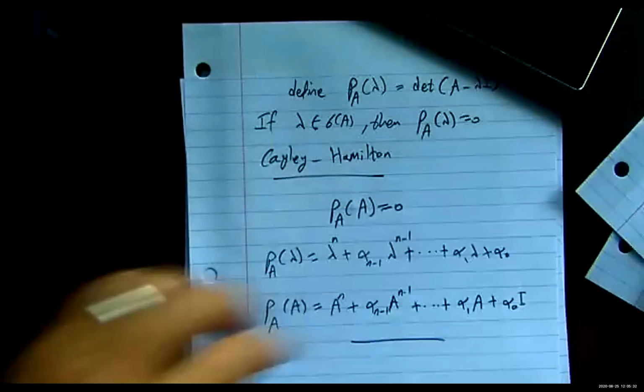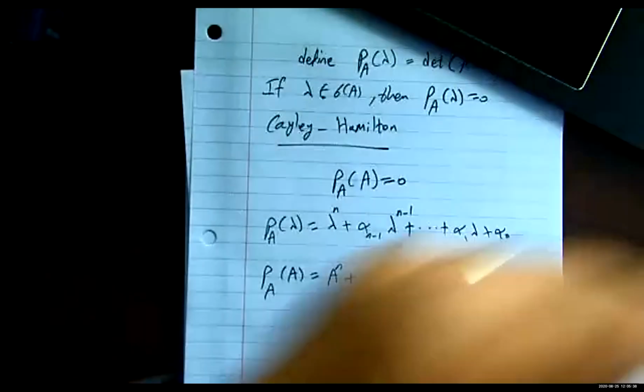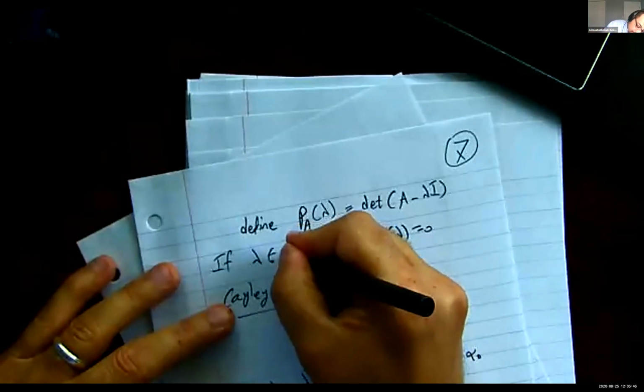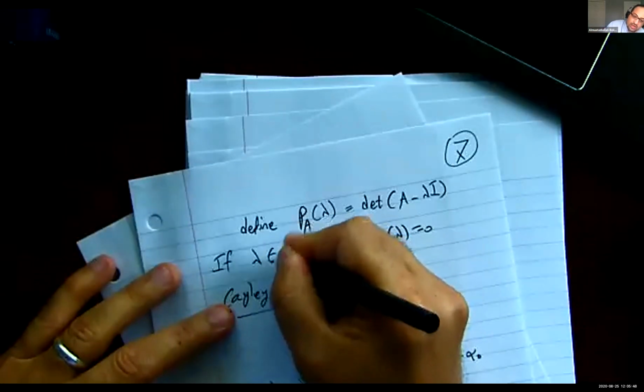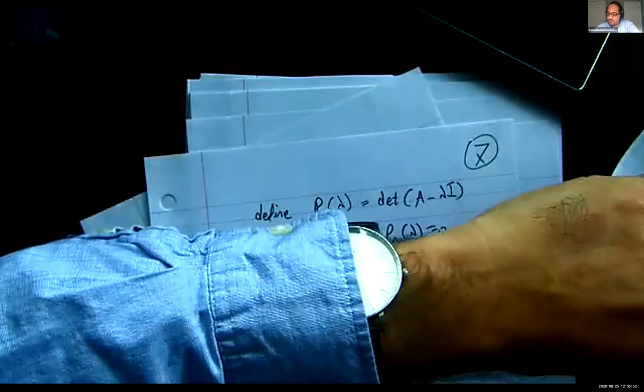Professor, could you say again what that says right before the Cayley-Hamilton? It says if lambda belongs to, but I can't quite see what that is. A G? No, this is not G. This is sigma. This is how I write sigma. Okay, and let's go back and see what sigma means. This is not G. This is sigma.